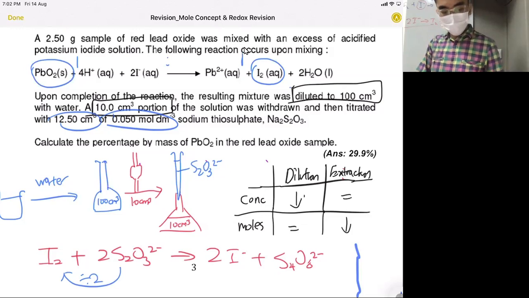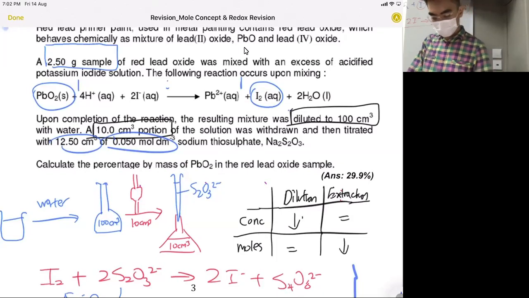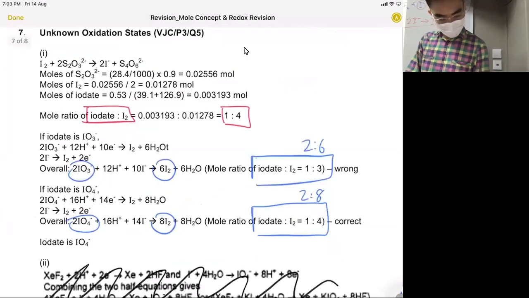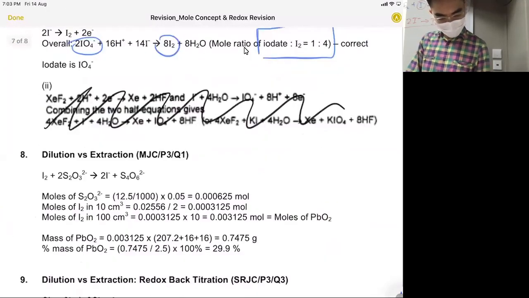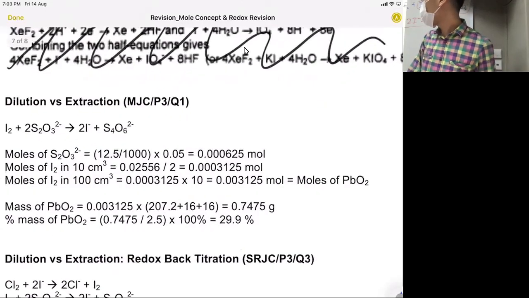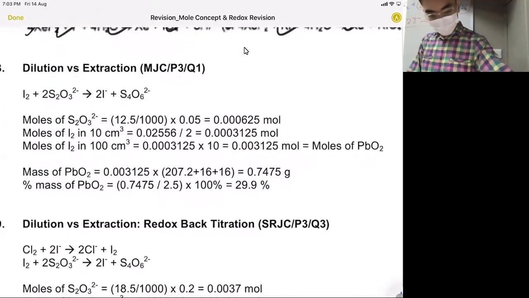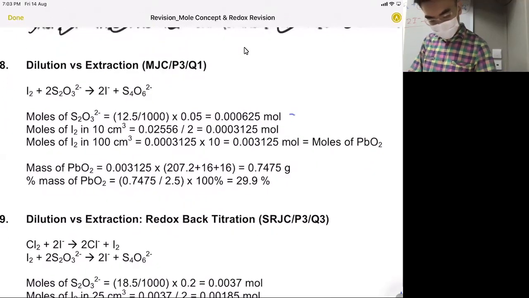The 2.5 gram sample, this is probably impure, right? This has a mixture. Okay, so I'll just flash this out. You can double check your answers. It's a very short calculation. So I just write down some key ratios. Divide by 2. Divide by 2.